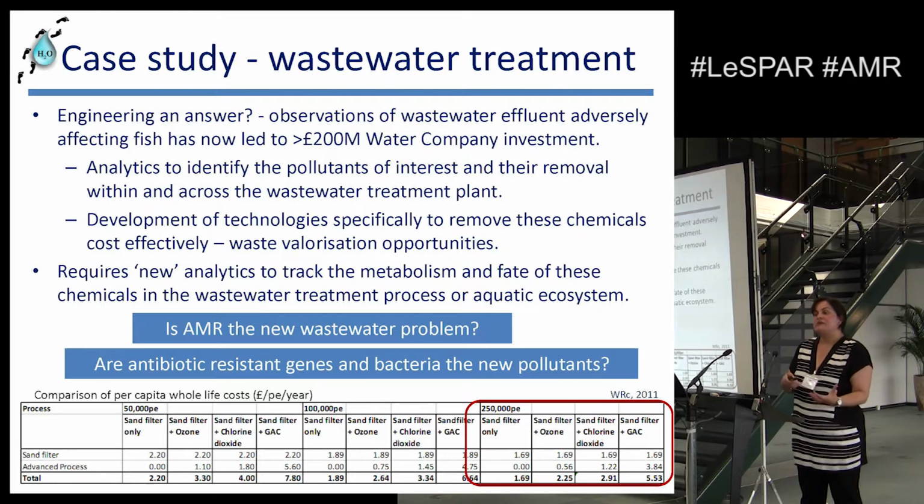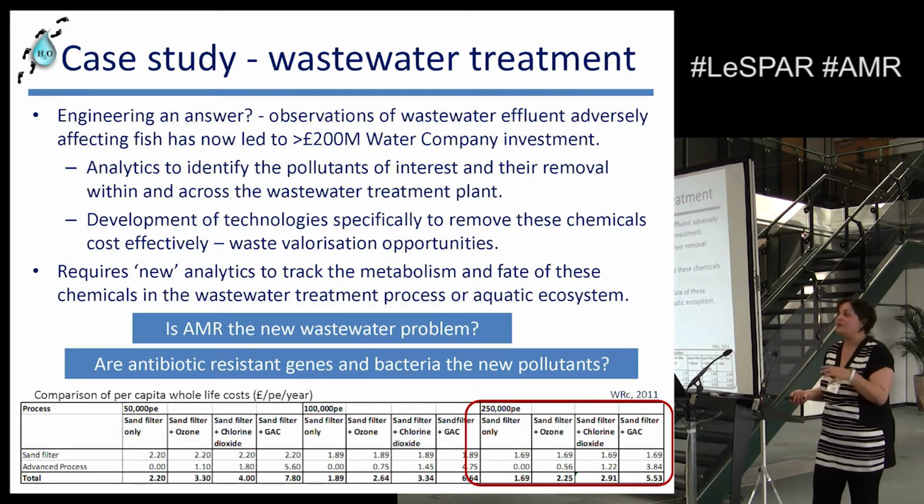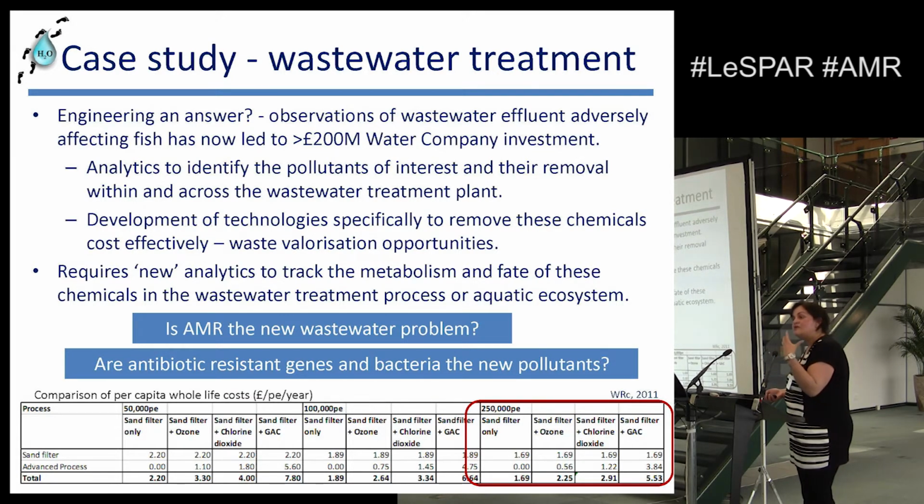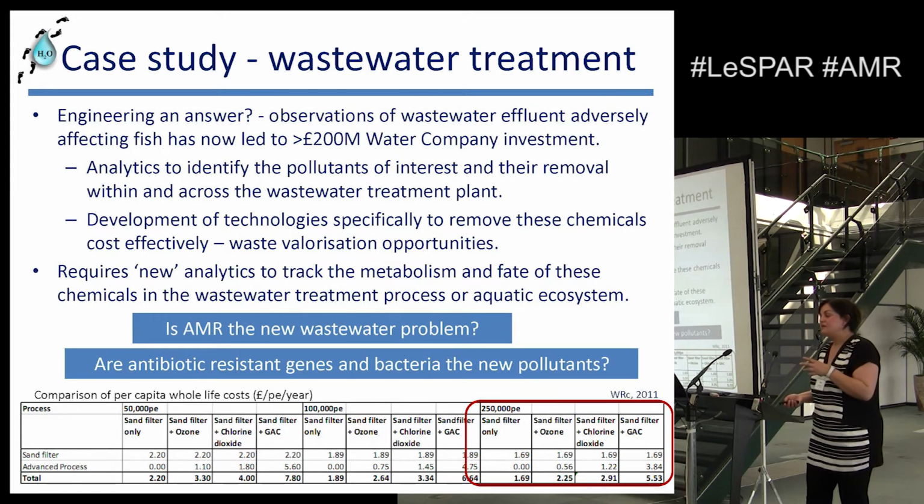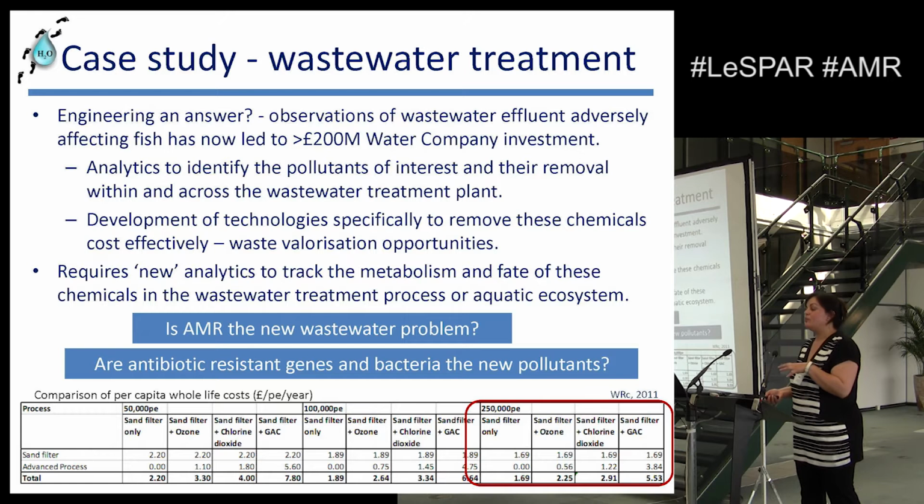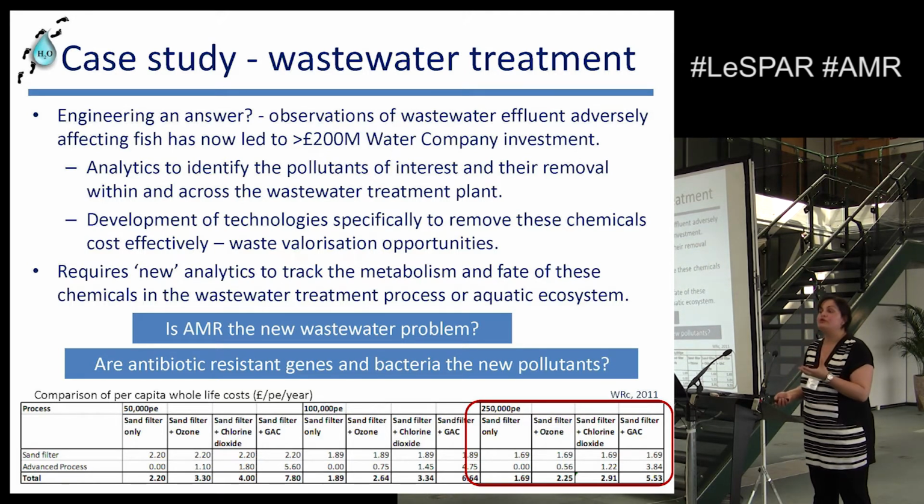So going back to the antimicrobial resistance issue, what does this mean? Are we going to have to be looking at process technologies? Well, before we do that, we need to first understand what is happening in each of these outside environments. What is the prevalence? What is the fate and behaviour? What are the things that drive it? So is this really our new wastewater problem? And are antibiotic-resistant genes and the bacteria the new pollutants?